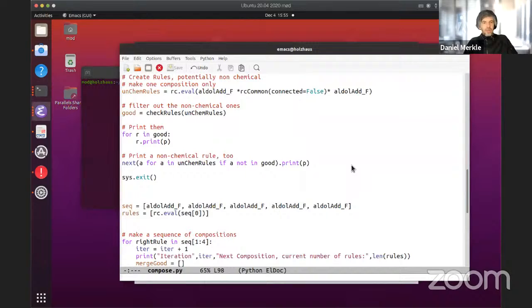Just to show you a bit of Merkle, and to connect to the presentation right now.